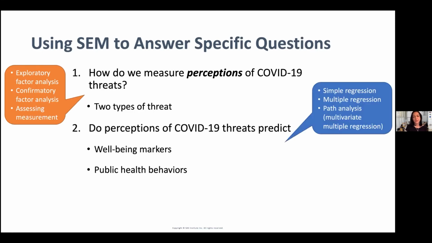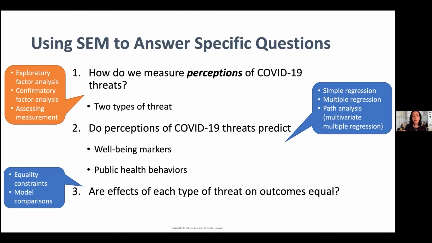The second question is going to be about whether or not the perceptions of COVID-19 threat predict those well-being markers and public health behaviors, which is the question that the authors wanted to answer. And again, we're going to see some simple regression, multiple regression, and path analysis.